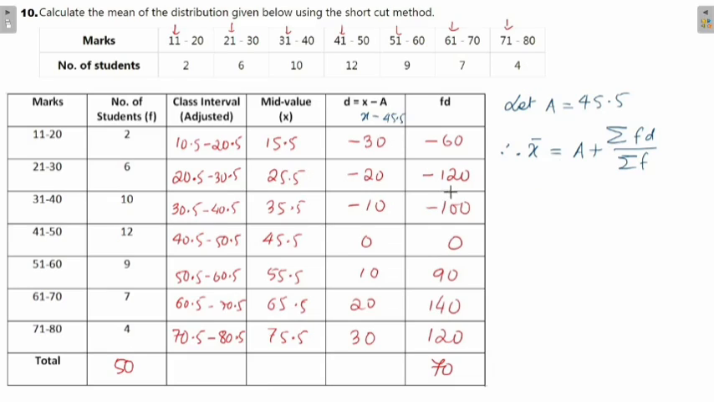We have A, which is 45.5, plus summation fd, which is 70, by summation f, which is 50. Let's do the cancellation. So it becomes 45.5 plus 7 by 5. If you convert 7 by 5 into decimal, it becomes 1.4. When you add this to 45.5, it becomes 46.9. So that means your mean is 46.9.